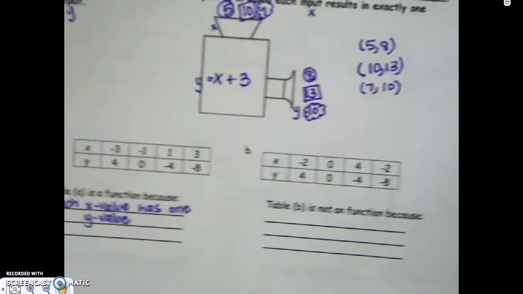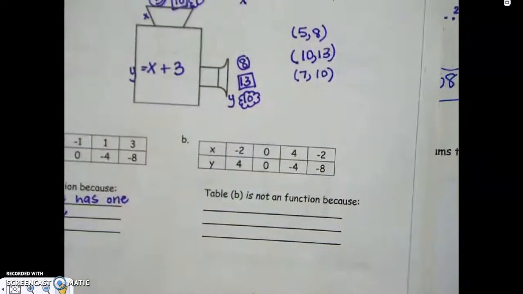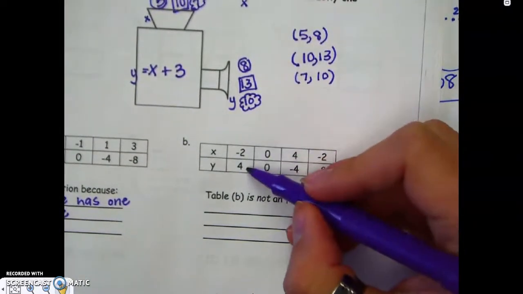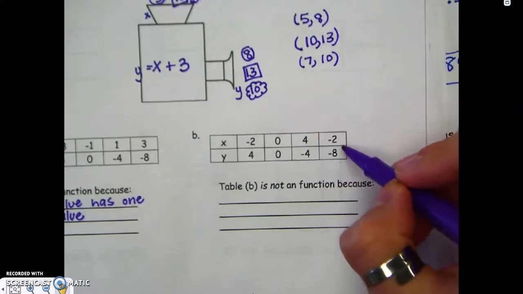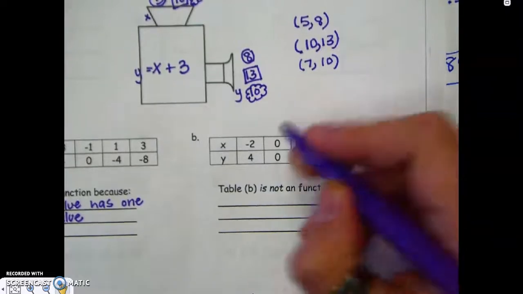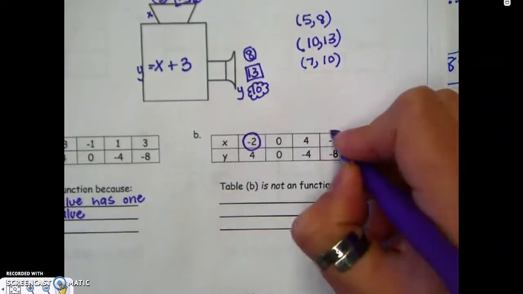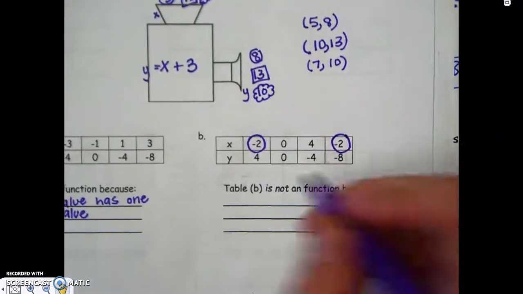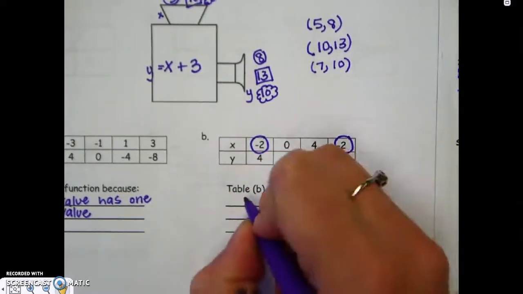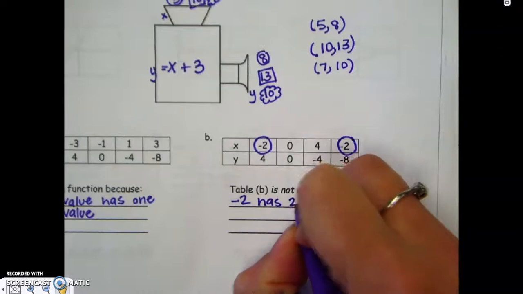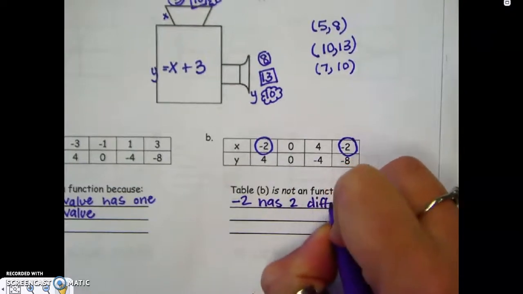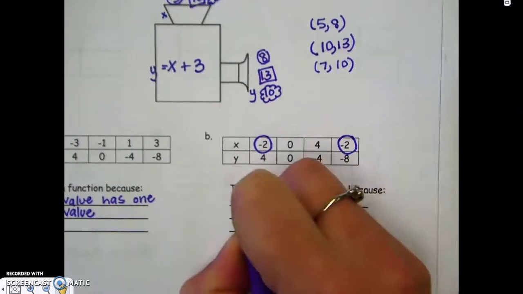If we look at a table like table B, we can see negative 2 goes to 4, 0 goes to 0, 4 goes to negative 4, but negative 2 also goes to negative 8. So you see negative 2 has two different outputs. We can say table B is not a function because negative 2 has two different outputs.